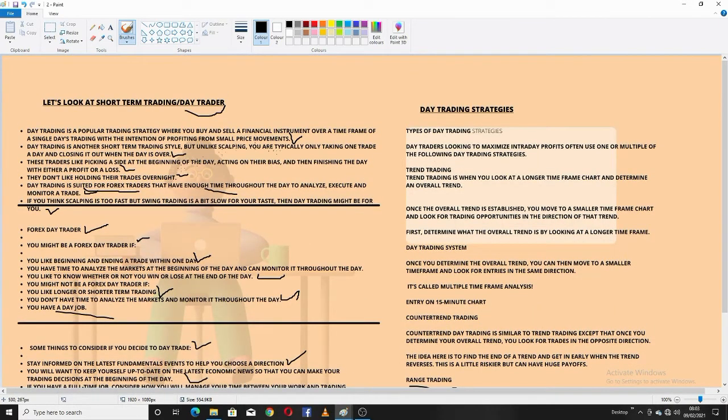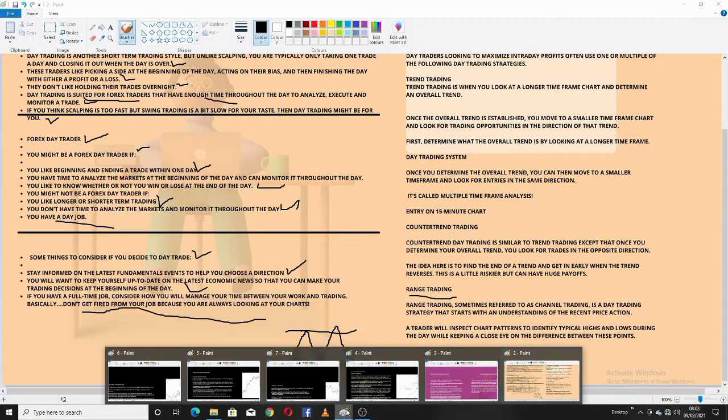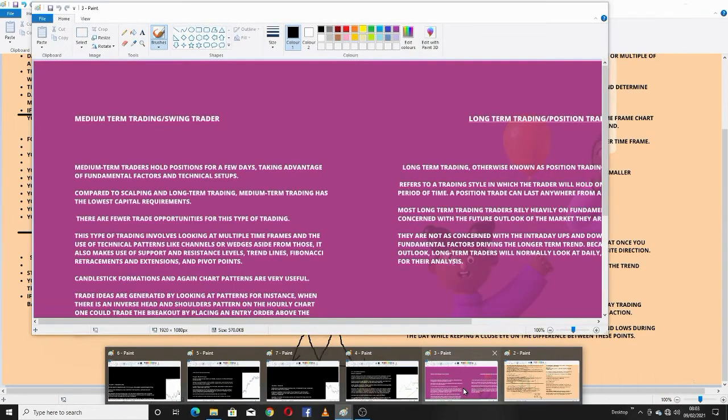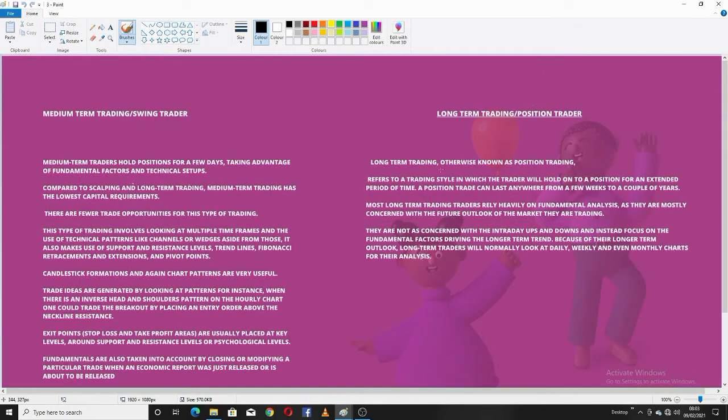So we have day trading, swing trading, position trading, and then we have the strategies: trend trading, counter trend trading, and range trading. These strategies can be used as day trading, or you can use them as a day trader.